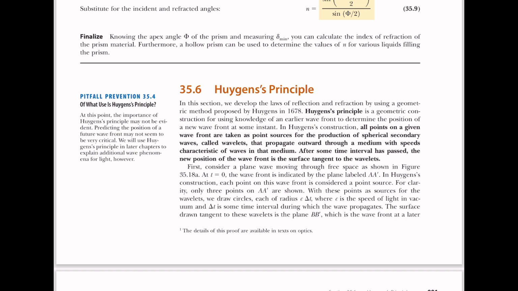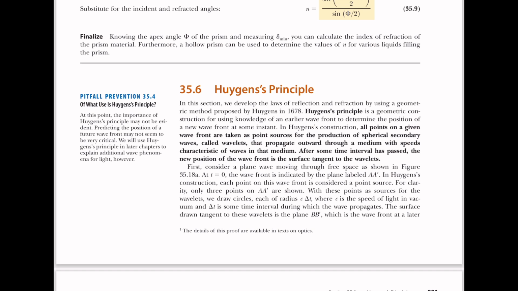Now I'm going to start with the main section. In this section, we develop the laws of reflection and refraction by using a geometric method proposed by Huygens in 1678. Okay, awesome. Huygens' principle is a geometric construction for using knowledge of an earlier wavefront to determine the position of a new wavefront at some instant. In Huygens' construction, all points on a given wavefront are taken as point sources for the production of spherical secondary waves called wavelets that propagate outward through a medium with speeds characteristic of waves in that medium. After some time interval has passed, the new position of the wavefront is the surface tangent to those wavelets.